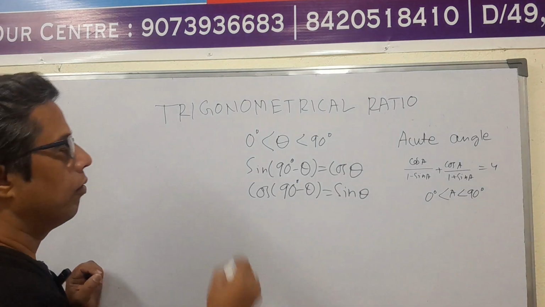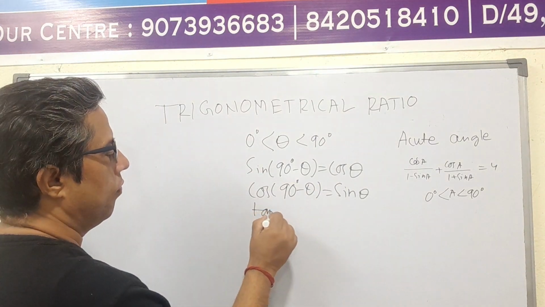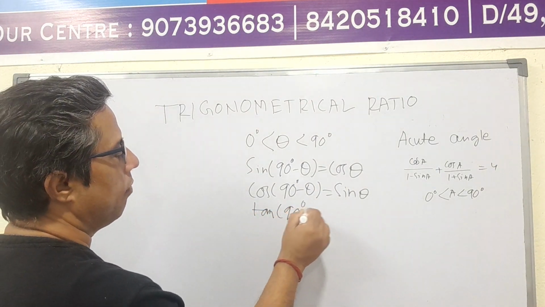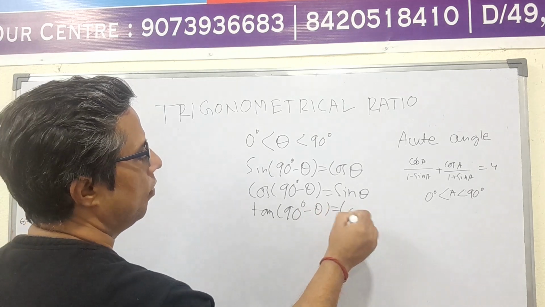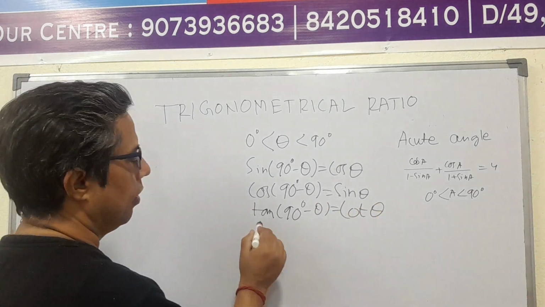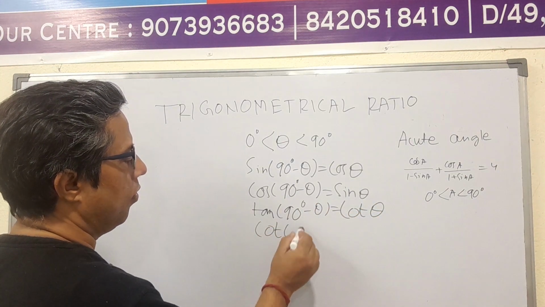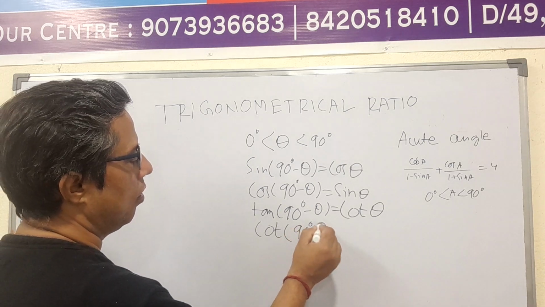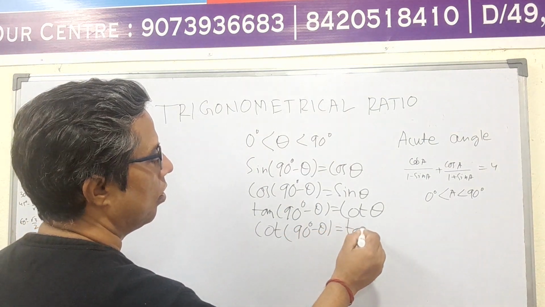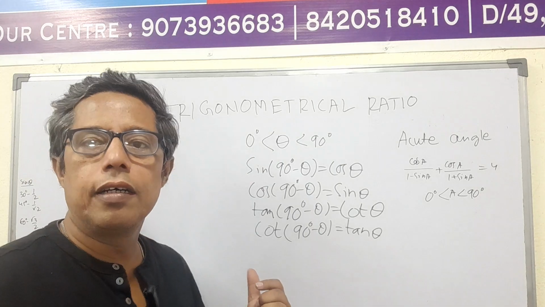Now, tan of 90 degrees minus theta will be equal to cot theta. Then, cot of 90 degrees minus theta will be equal to tan theta.